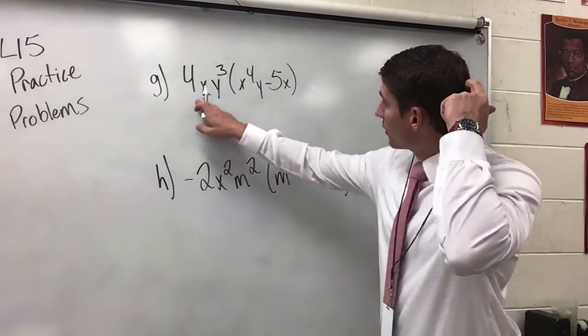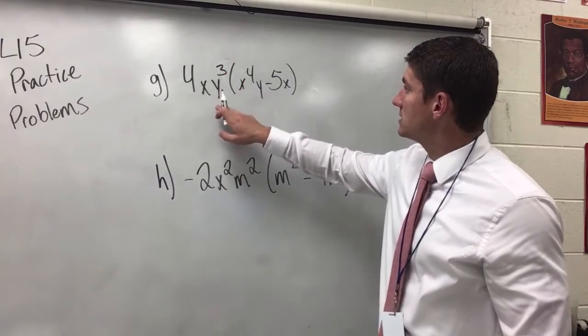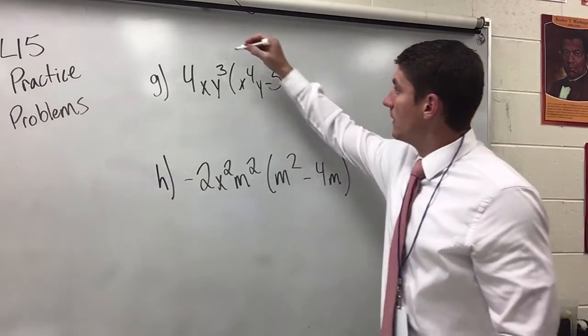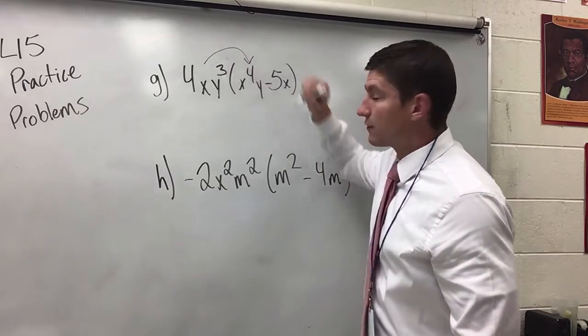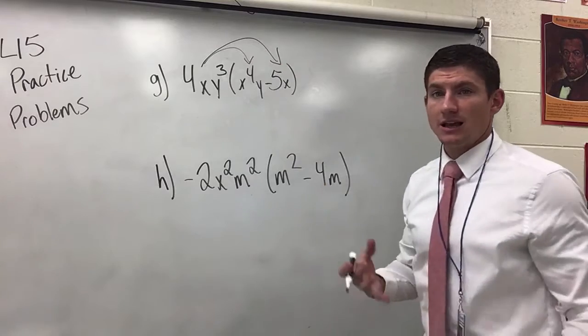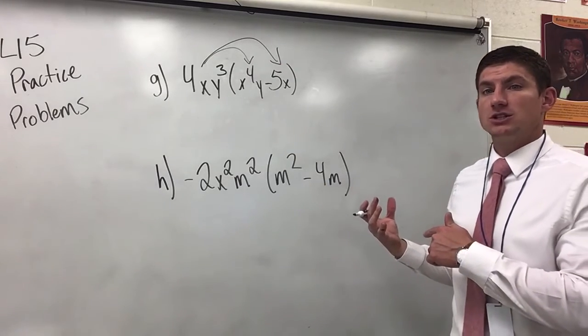Letter G, we've got 4xy to the third times, in parentheses, x to the fourth y minus 5x. I'm going to draw an arrow to say I'm multiplying by this first term inside the parentheses and by the second term in the parentheses, and I'm going to write out how this multiplication is taking place.